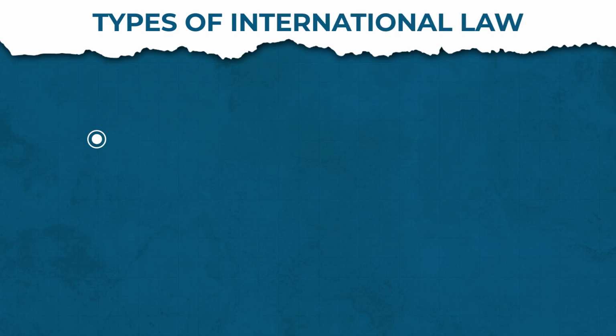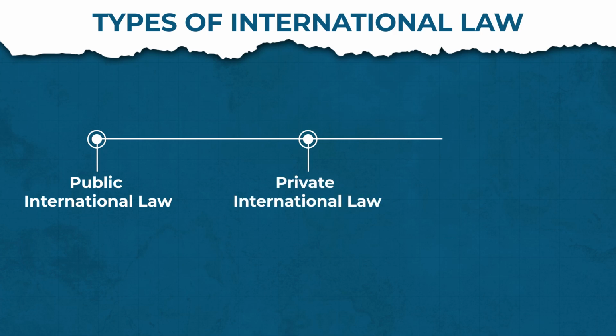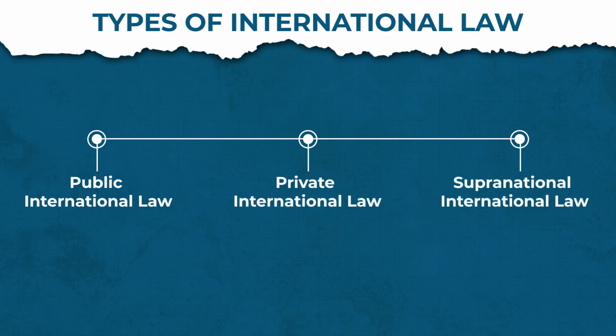International law has types that distinguish it based on the areas where it is implemented. There are mainly three types of rules that are used on a global level: public, private, and supranational international law, which will be discussed further in this video.